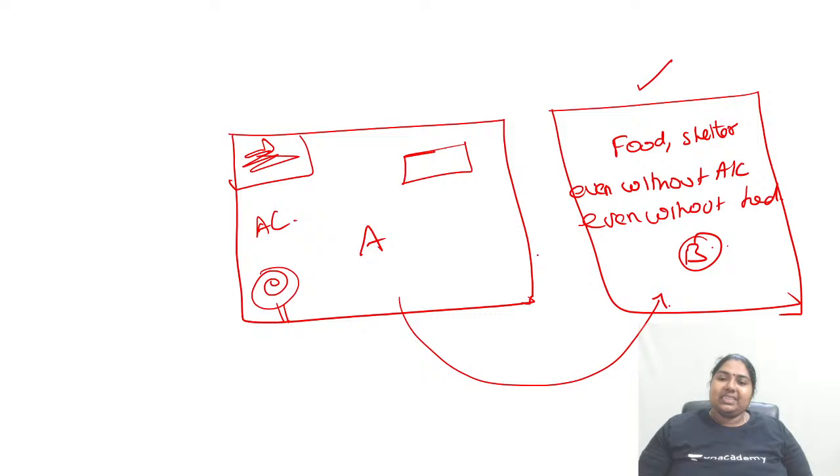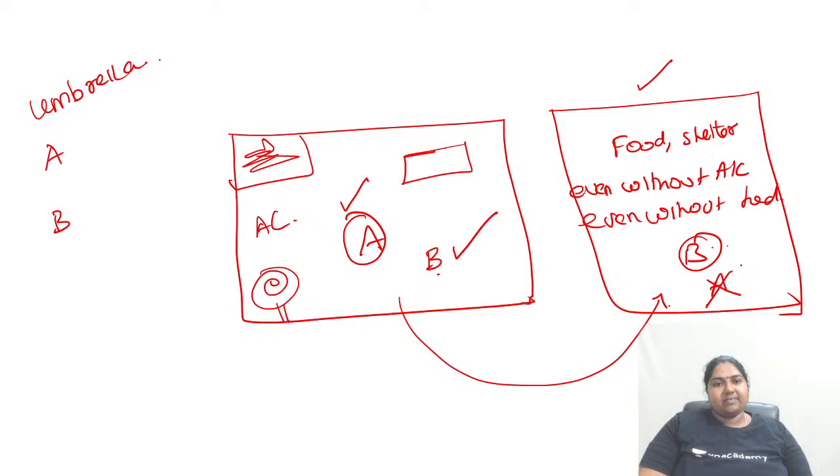But if you conserve this A, definitely B's requirement is very less. Very happily B can stay in this place, correct or not? You understood? So now which is the umbrella species, A or B? Think. There are two people, one is A, one is B.